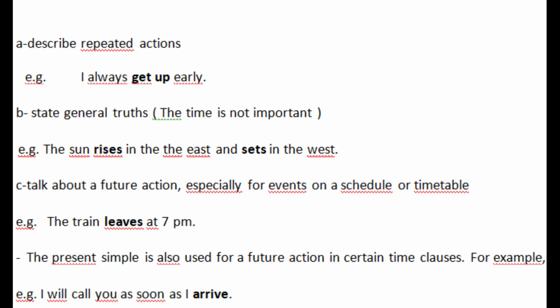C. To talk about a future action, especially for events on a schedule or timetable. For example, the train leaves at 7 p.m. The present simple is also used for a future action in certain time clauses. For example, I will call you as soon as I arrive. Okay, so here there are 4 cases where we use the present simple.